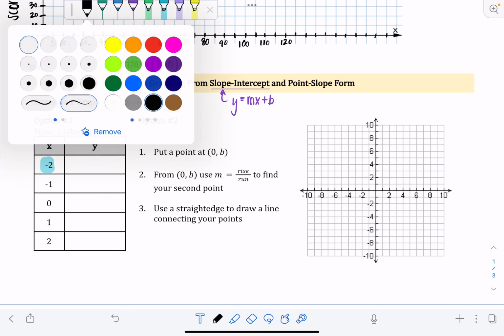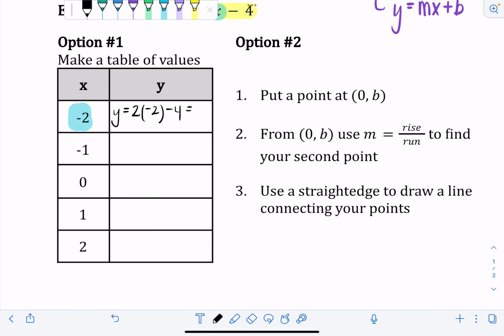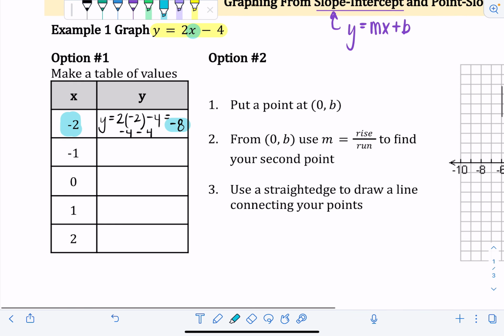So if we did that, it would be y equals 2 times, instead of x, I'm going to substitute this -2 in here, minus 4, and then you would simplify it. I'm going to zoom way in here because I don't have a ton of space, but I would have to multiply 2 times -2, that's -4, and then I would bring down the -4, and then -4 minus 4 is -8. So for that point, it would be -2, -8. And then you would just repeat that process all the way down your table.